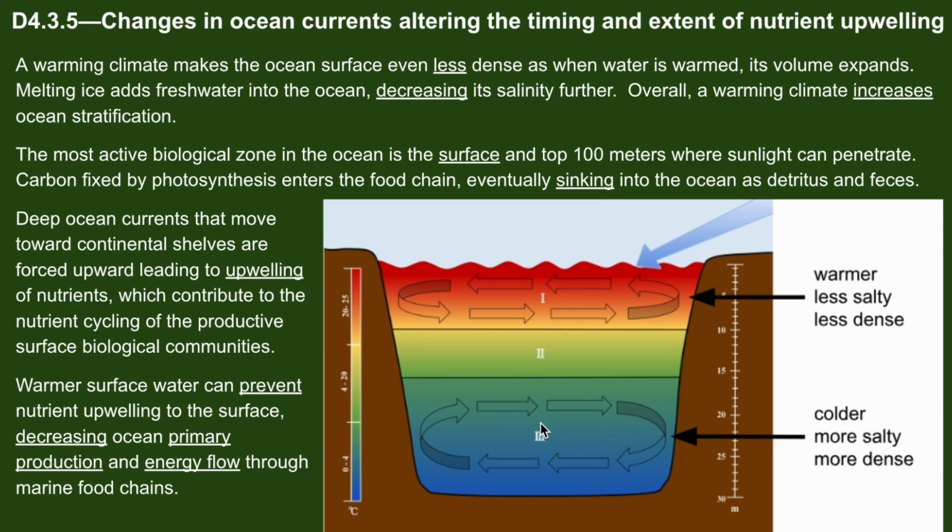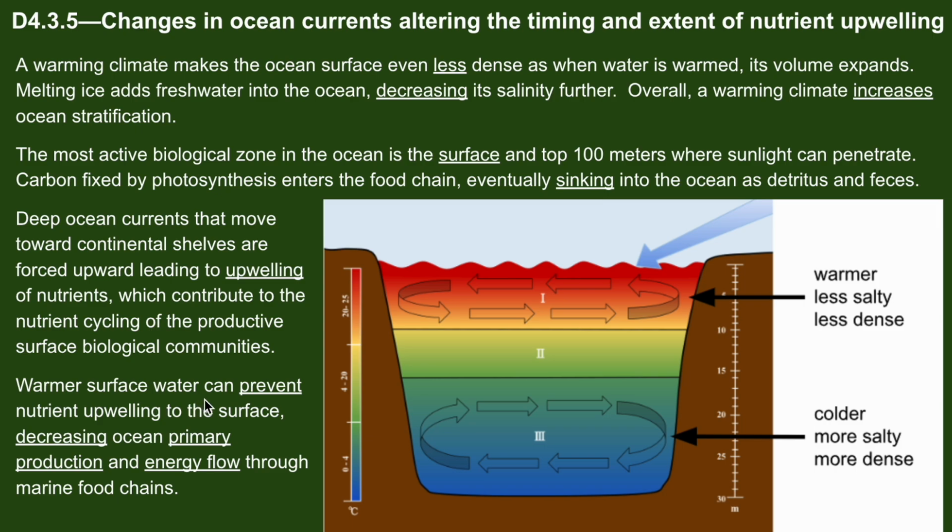The most active biological zone of the ocean is at its surface, where sunlight can penetrate. Carbon fixed by photosynthesis enters the food chain, which eventually sinks into the ocean as detritus and feces. Deep ocean currents that move towards continental shelves are forced upward, leading to upwelling of nutrients as it reaches the continental shelf, which contributes to the nutrient cycling of the productive surface biological communities. So it's pushing all of that fallen detritus up to this upper cycle here.